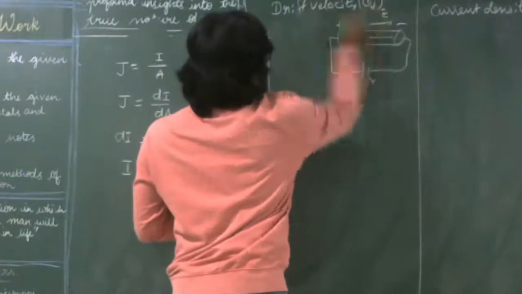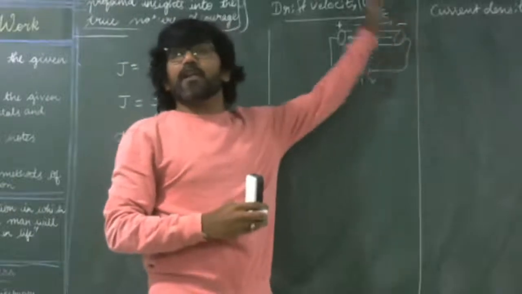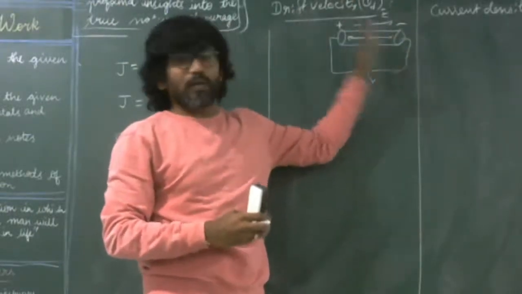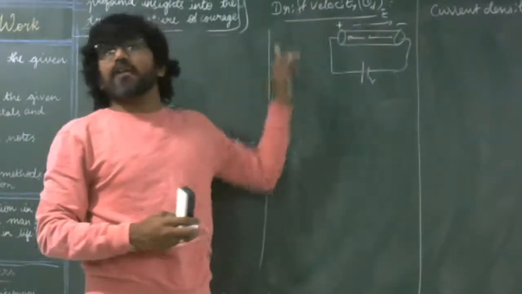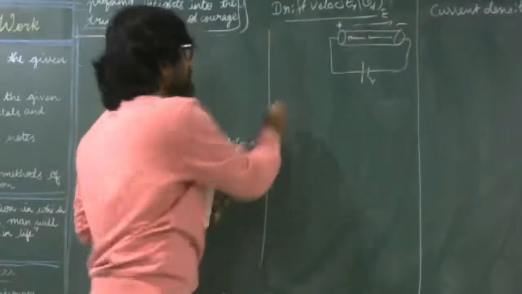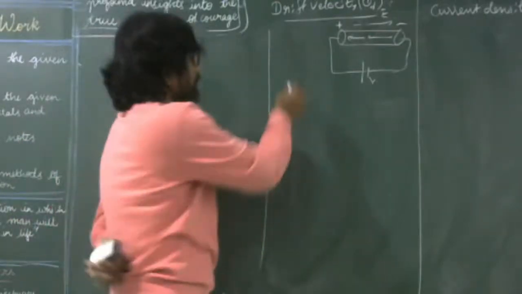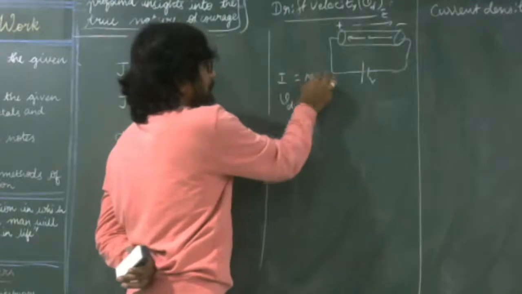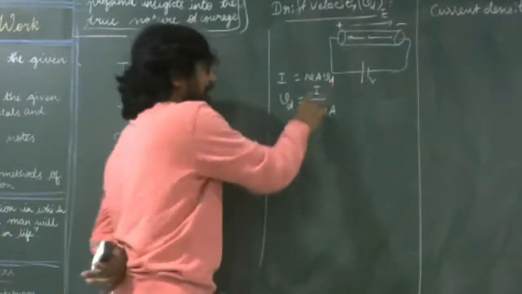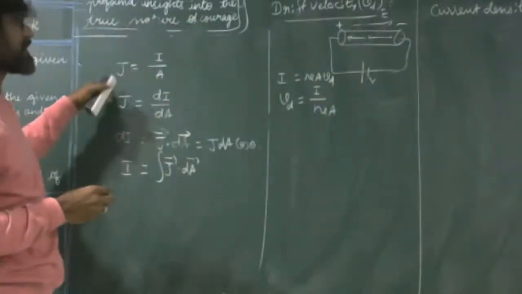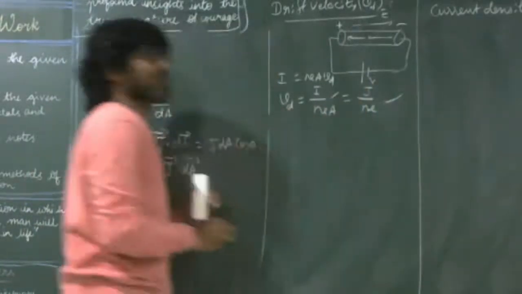denoted by Vd is nothing but the average velocity gained by electrons in traveling from one end to another under the influence of an external field or potential. This you can express in different ways. Drift velocity can be expressed in terms of current, as you can remember, I is equal to NEA Vd. So Vd is equal to I by NEA. When I by A, current by area, is current density, you can also express this as J by NE. These are different ways of expressing drift velocity.